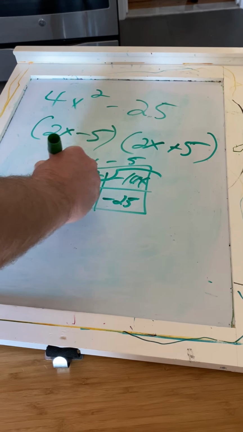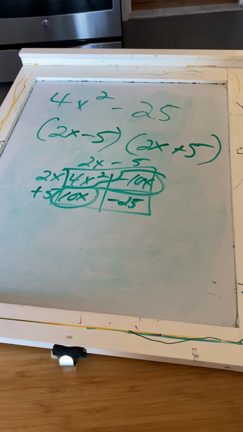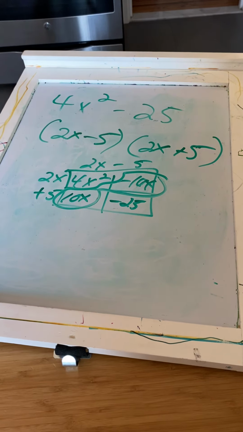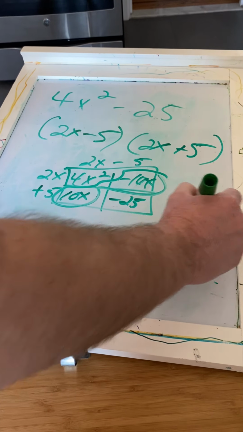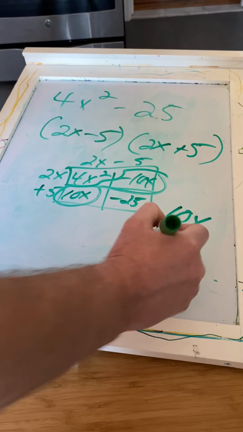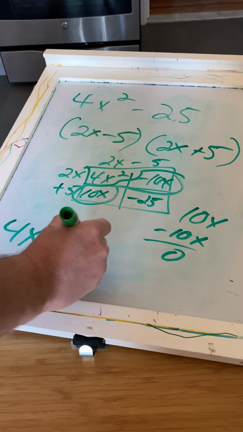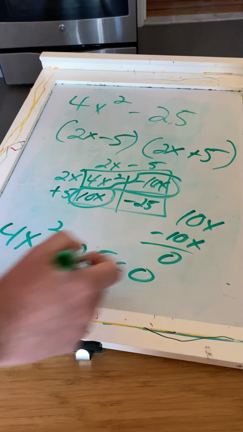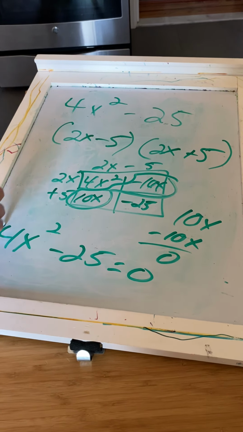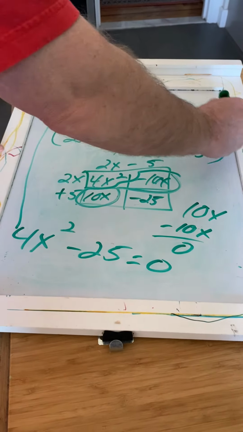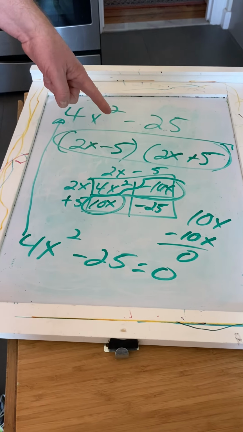When you combine like terms, the x terms cancel out, right? That's where you get your 0, or your linear term equals 0. Quadratic term comes down, constant comes down, and then you get exactly what you started with. So therefore, you know that this is the answer.